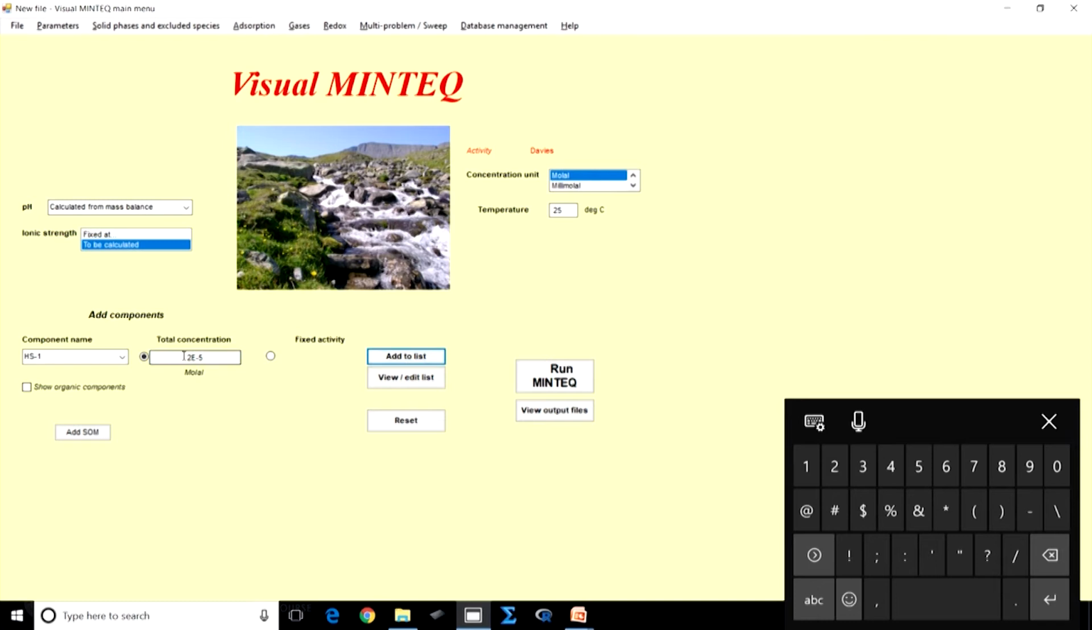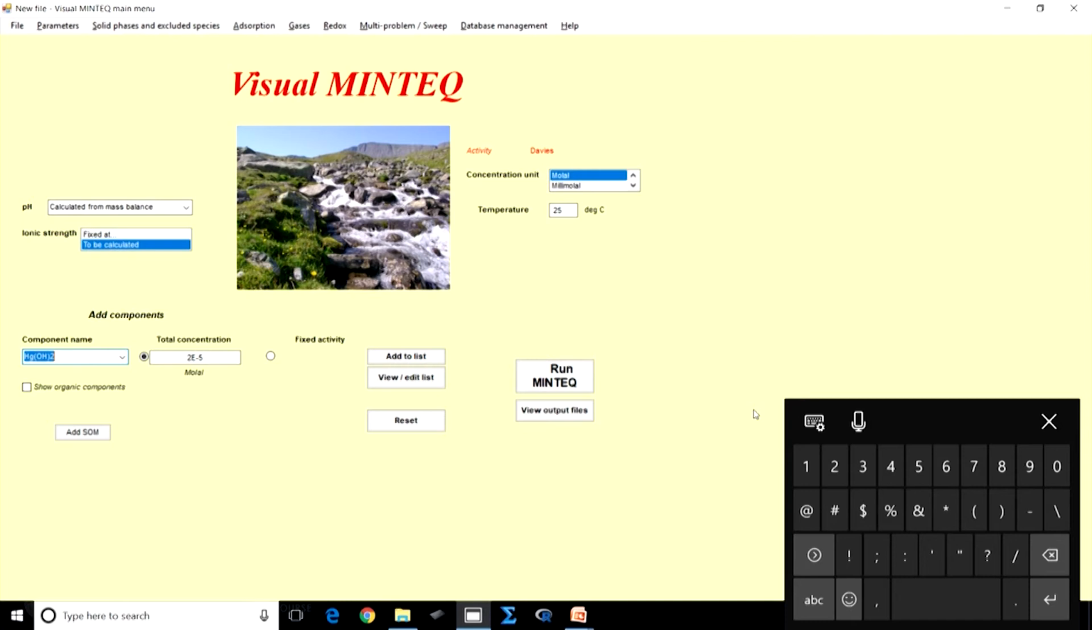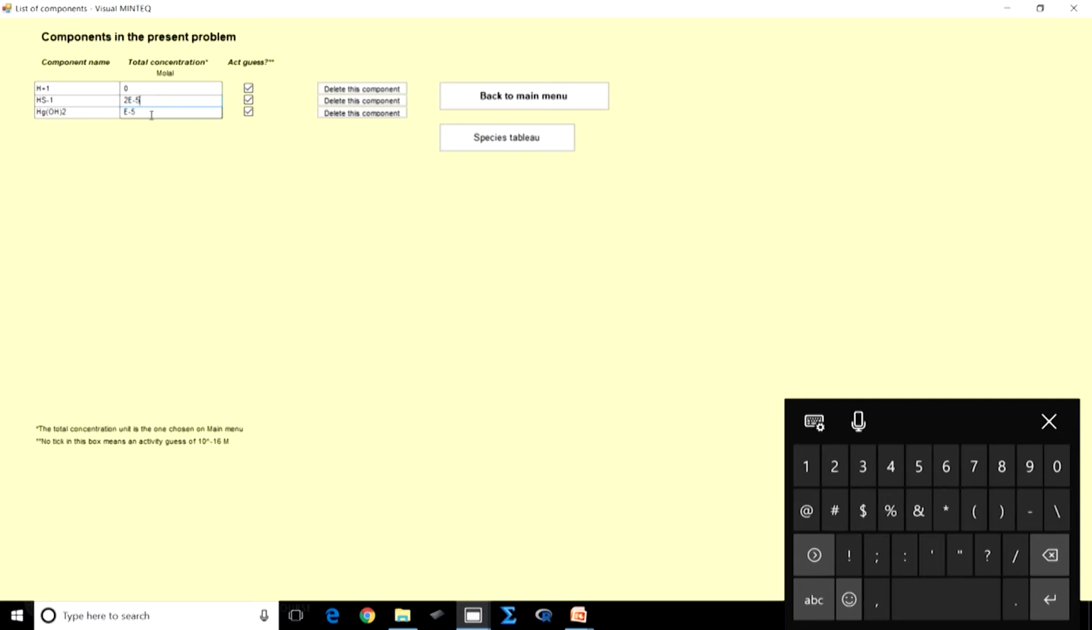And then I believe it's HgOH twice. What's the concentration here? Total component for HgOH twice is 1 into 10 power minus 5. So I'm going to delete this here. VMinteq takes capital E minus 5 as 10 to the power of minus 5, as does Excel, I guess. So add to list, let me just look at that. I have HS minus total component as 2 into 10 power minus 5 and HgOH twice as 10 power minus 5. So back to main menu.